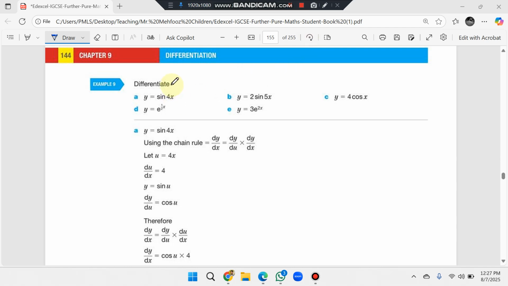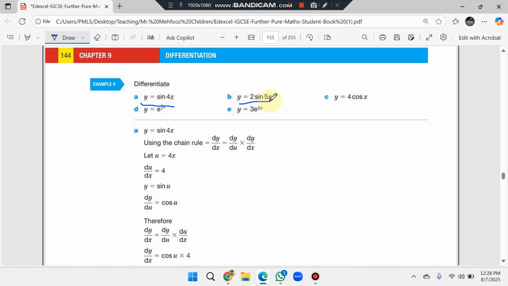Our next example is example 9, that is differentiate y is equal to sine 4x, y is equal to 2 sine 5x, y is equal to 4 cos x, y is equal to e raised to the power 1 over 2x, y is equal to 3 e raised to the power 2x. So we have to solve all these parts. First of all, we have y is equal to sine 4x, right?